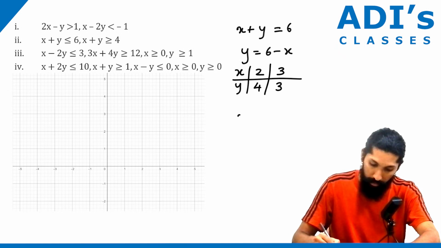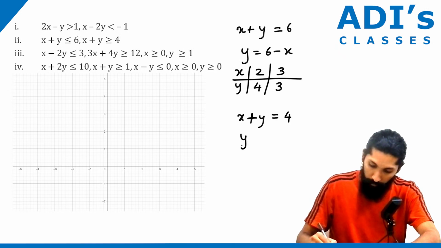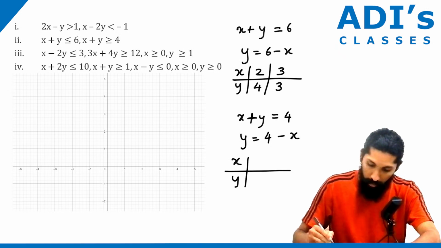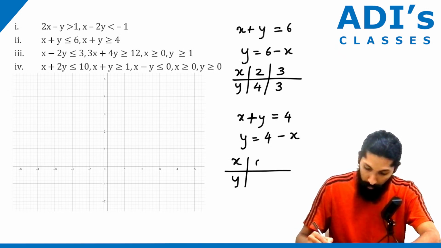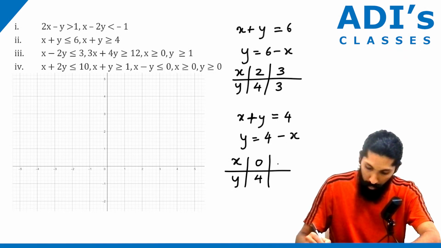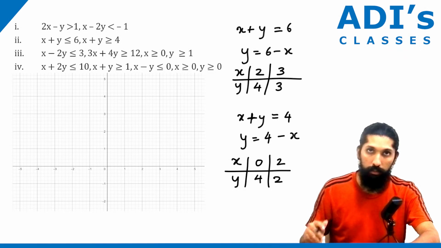Now the second equation is x plus y is equal to 4, y is equal to 4 minus x. Again, x and y, make a table. Suppose x value is 0, y value is 4. The next one, say x value is 2, then this value becomes 2. Correct? So two things we have.